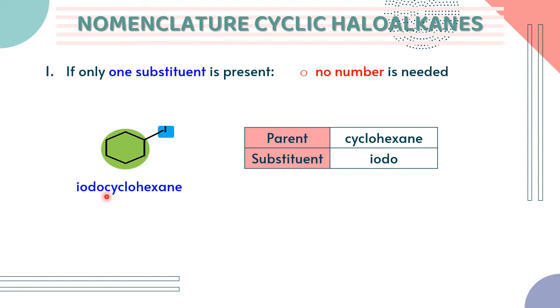So the o and c over here must be in one word. You don't have to put any comma, and you don't have to put any dash or hyphen over there. It needs to be written as one word, iodocyclohexane.